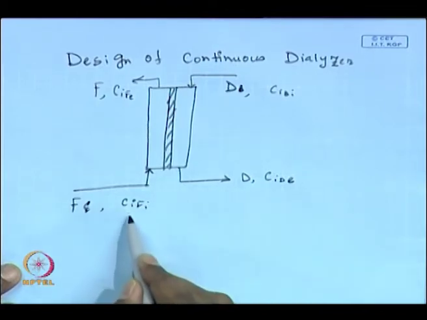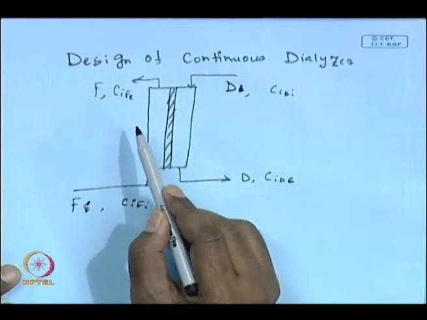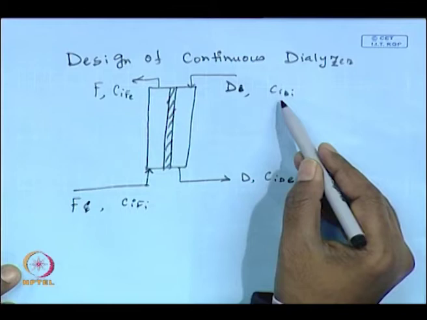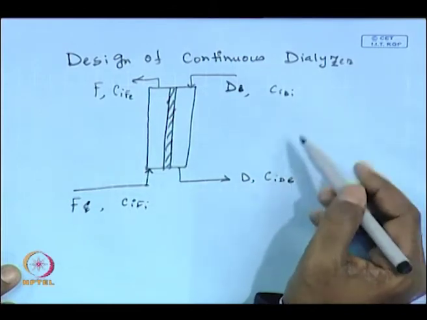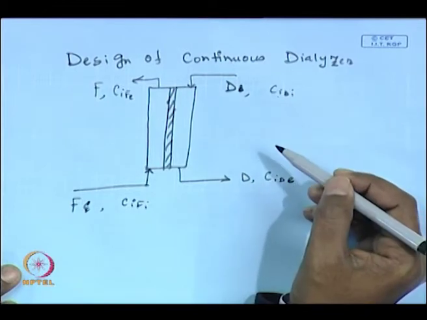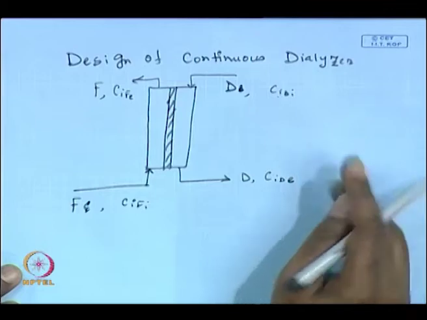CIFI is the concentration of the ith solute on the feed side, feed inlet, and CIFE is nothing but the concentration of the ith solute at the feed exit. Similarly, you have CIDI and CIDE. In most cases, CIDI will be equal to 0 because we are going to use fresh dialysate to maintain the maximum concentration difference.